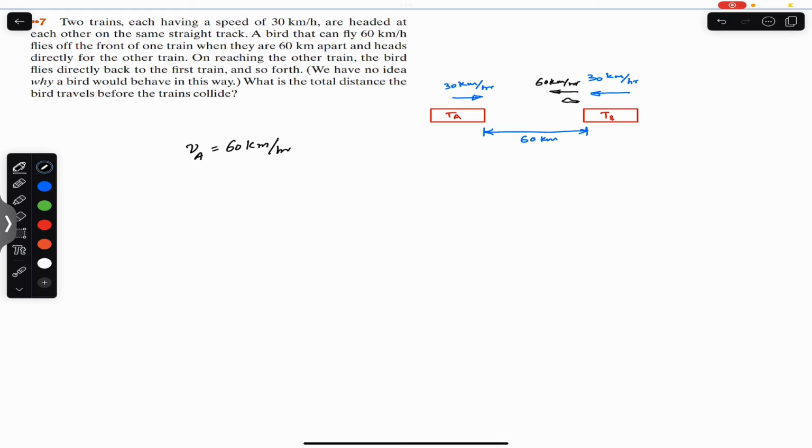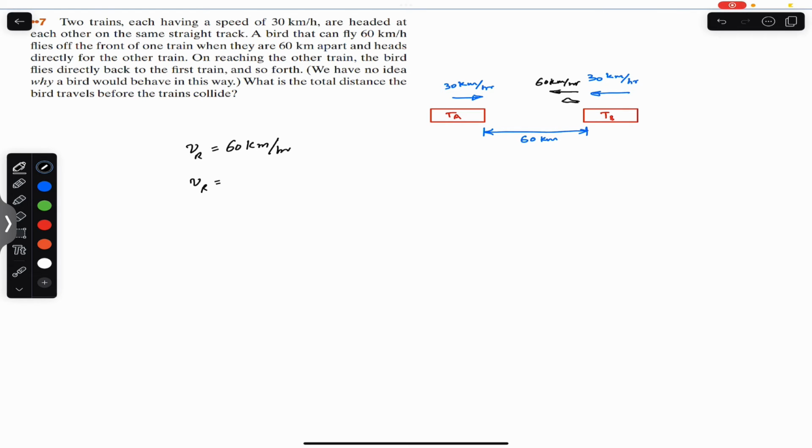Or we can say that 60 kilometers per hour is the relative velocity of both the trains. They are coming towards each other with a relative velocity of 60 kilometers per hour. So instead of VA, I will write that this is the relative velocity. So the relative velocity of both the trains is 60 kilometers per hour. So the time they will take to collide will be found using this relative velocity.